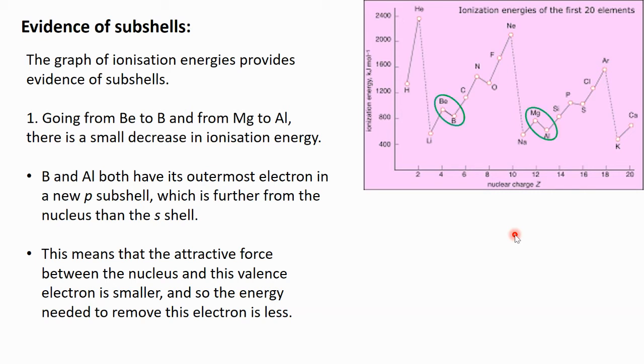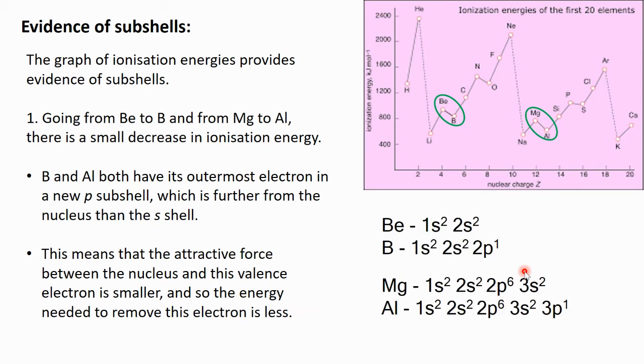So going from beryllium to boron and magnesium to aluminium, there is a small decrease in ionization energy, which goes against the overall trend across the row. So why is this? Boron and aluminium both have their outer electron in a new p subshell. So let's have a look.